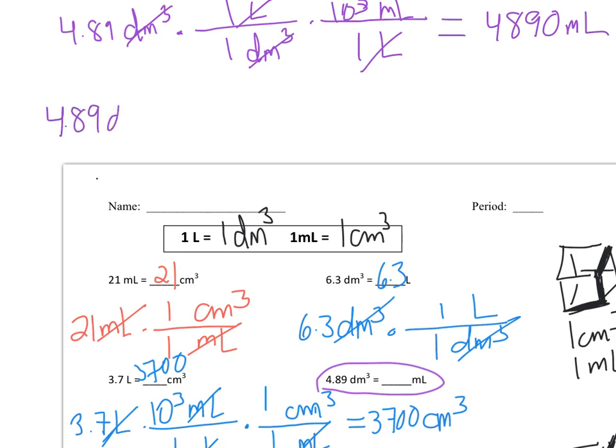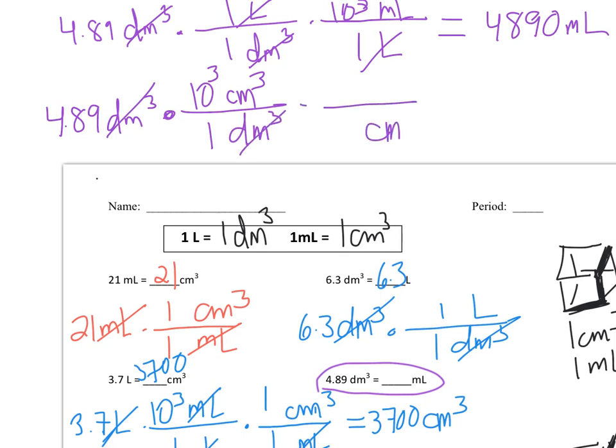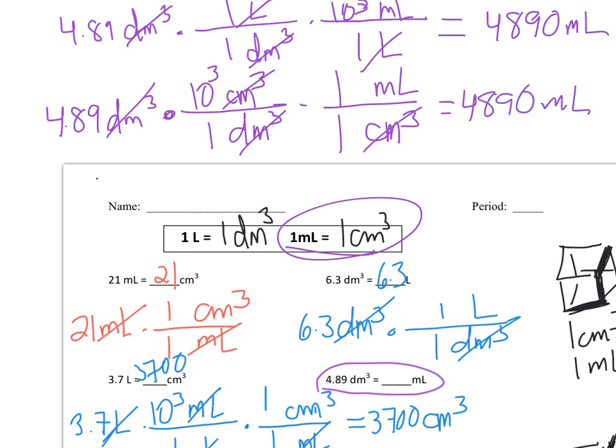So 4.89 decimeters cubed. Another way to do it would be to link between decimeter cubed and a centimeter cubed, and then go to milliliter. So decimeter on the bottom, centimeter on top. 1 decimeter is 10 to the first centimeters, but then you cube everything. So this would be 10 cubed centimeter cubed, 1 cubed is 1, decimeter cubed. That way your decimeter cubed cancel. Then your second step would be to put centimeter cubed on here, milliliters here, and according to this, 1 and 1, so your centimeter cubed cancel as well. So 4.89 times 10 to the third times 1 divided by 1 divided by 1. So 4890 milliliters.